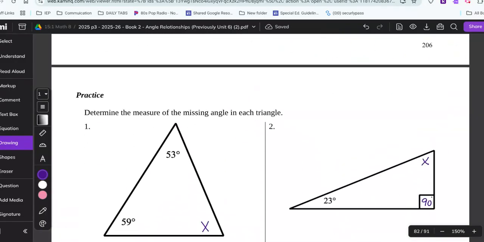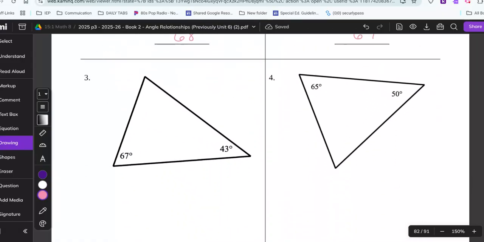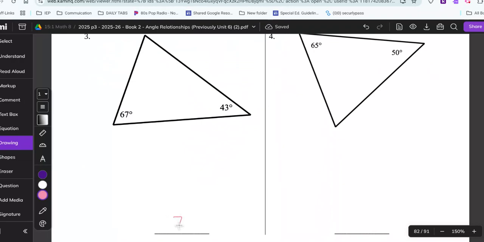Hopefully you felt pretty confident. Let's go through this. I'm just going to go ahead and put the answers just to make sure that you felt pretty confident. So the number 1 is going to be 68 degrees. 2 is going to be 67 degrees for that missing angle. 3 is going to be 70. And then 4 is going to be 65. So these ones are our level 1 problems.